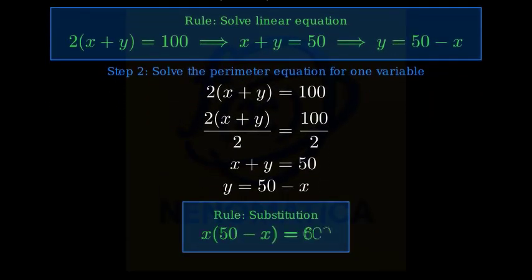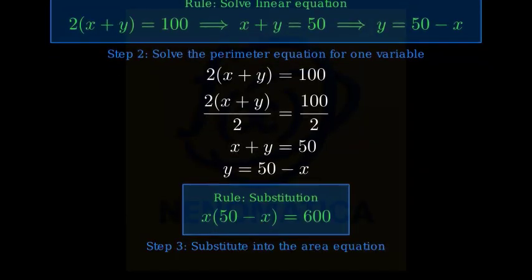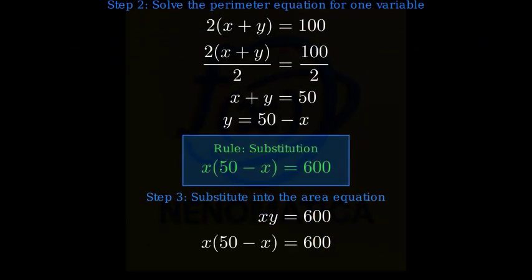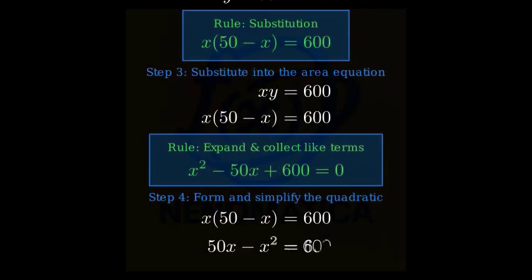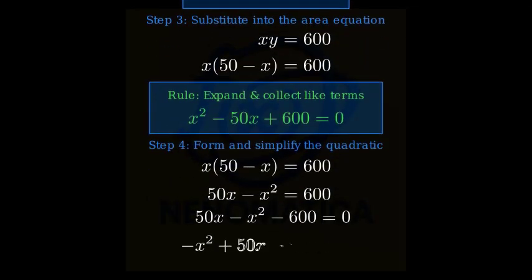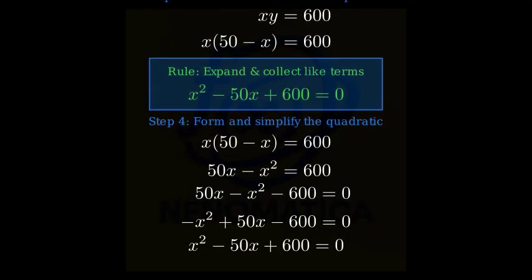Now, let's substitute this expression for y into our area equation. We have x times y equals 600. Replacing y with 50 minus x, we get x times (50 minus x) equals 600. Let's expand this expression. Distributing x, we get 50x minus x squared equals 600. Let's rearrange to standard form by moving all terms to one side. We get negative x squared plus 50x minus 600 equals 0. Multiplying both sides by negative 1 to make the leading coefficient positive, we get x squared minus 50x plus 600 equals 0.